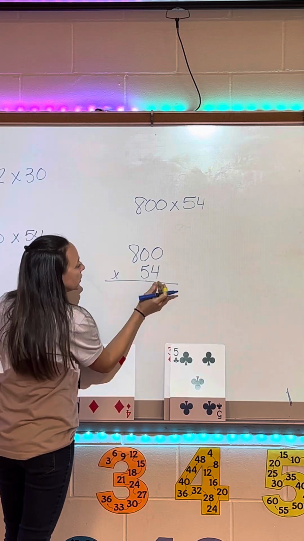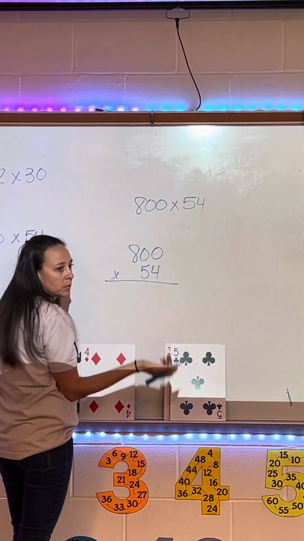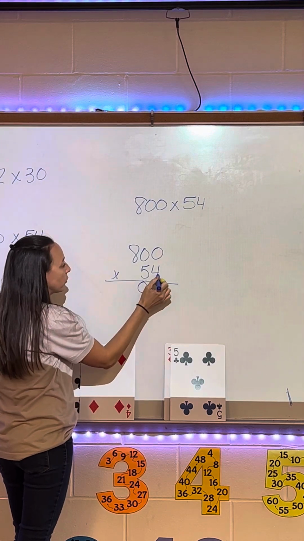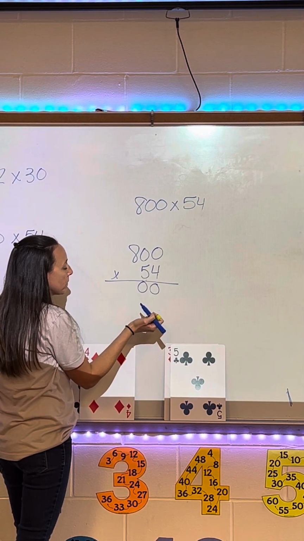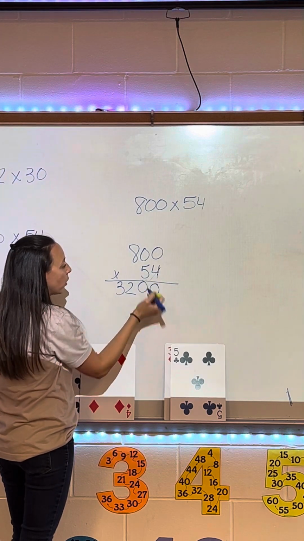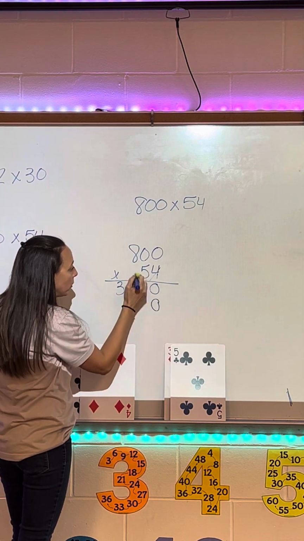You're going to drop your 2 zeros, because what's 4 times 0? 0. So you're going to drop your 2 zeros, and then what's 4 times 8? 32. And then you're done with this 4, so you're going to drop your placeholder and move on.